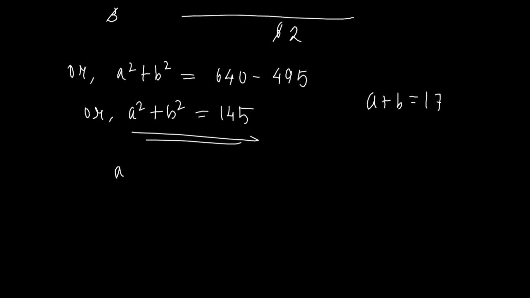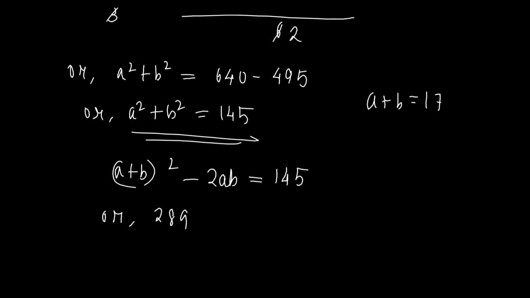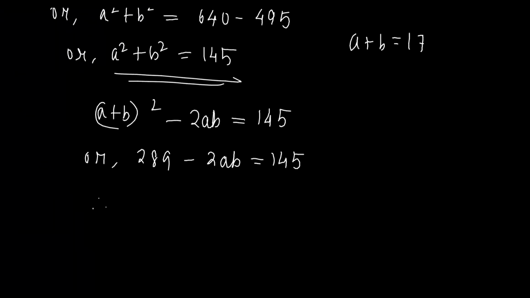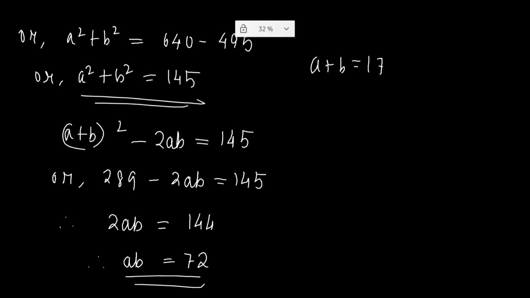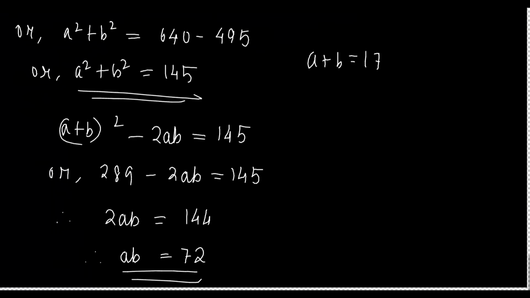You know that (A plus B) whole square minus 2AB is A square plus B square, so we can write it in this form: 289, since (A plus B) whole square means 17 square, minus 2AB is equal to 145. So from this we get 2AB is equal to 289 minus 145, which is 144. So AB is 72. Now you can see that A plus B is 17 and AB is 72.